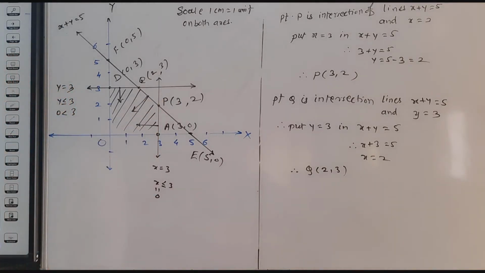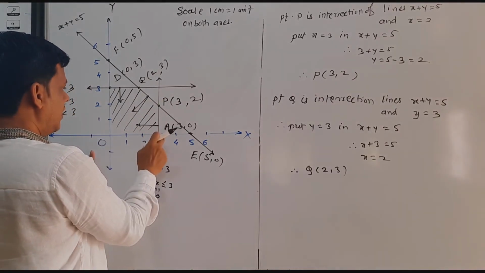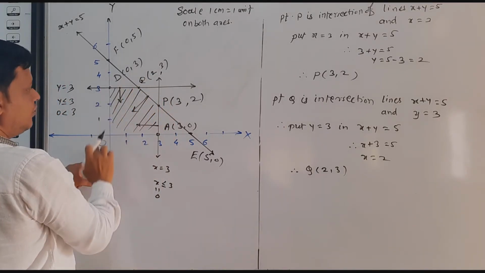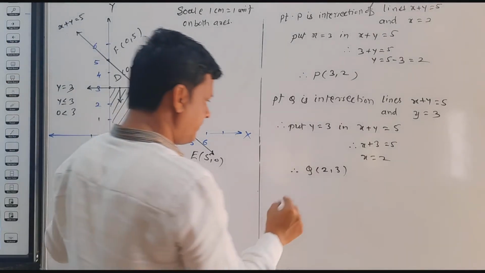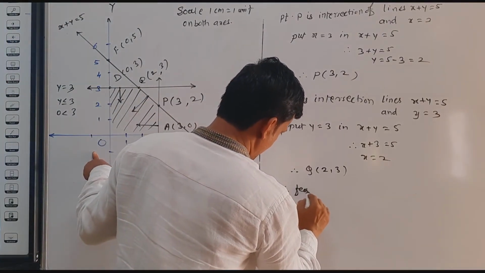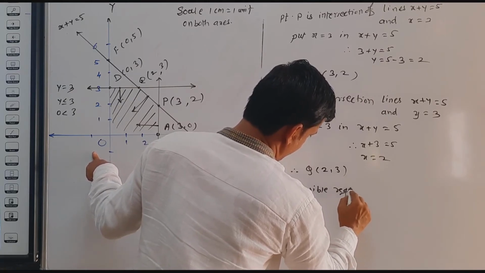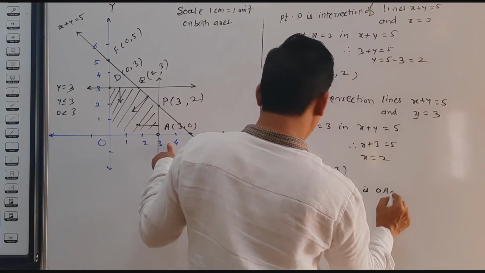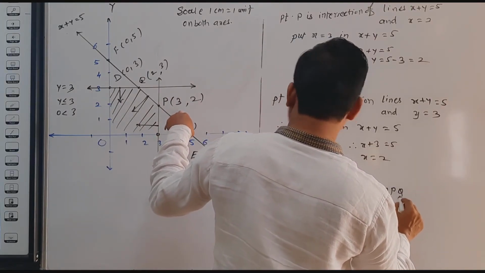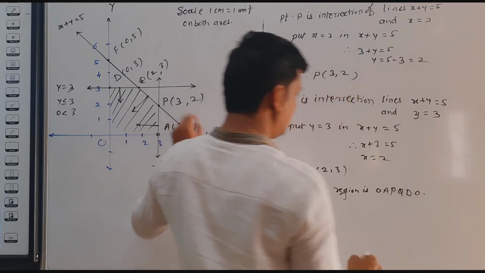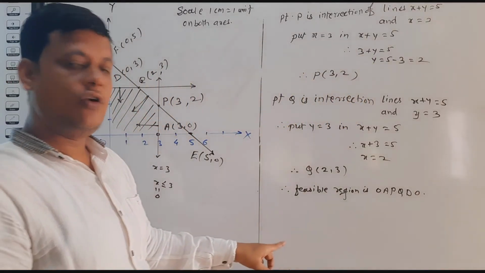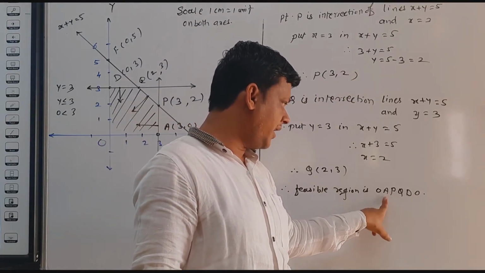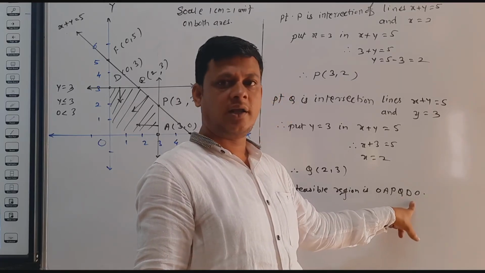Now the corner points are O, A, P, Q. This point is D, O. So the feasible region is therefore OAPQDO. Now we have to find the value of Z at the corner points: the origin, at A, at P, at Q, at D.